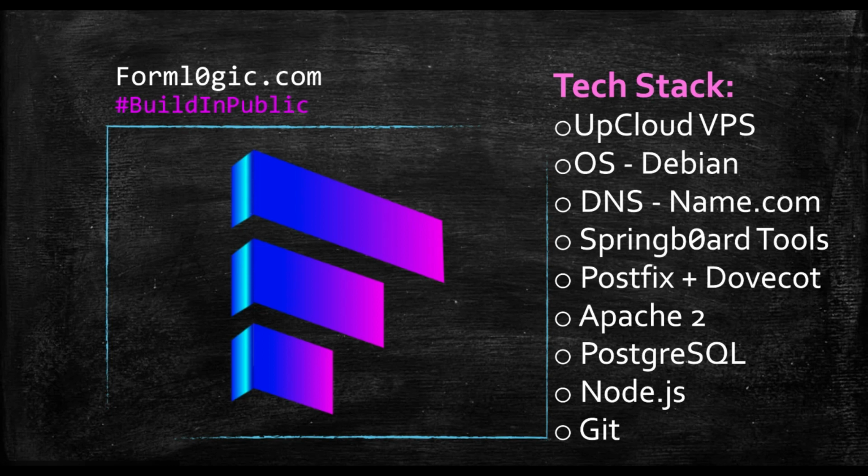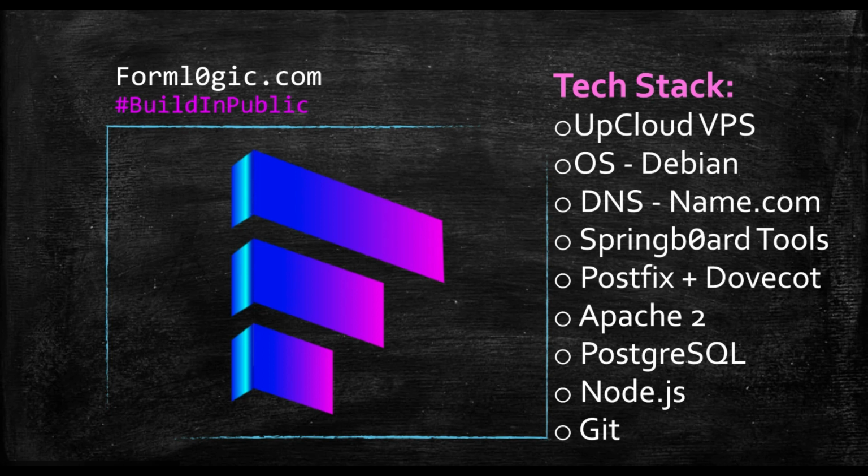It seemed like it would be cool if the Node.js application or the Express application can communicate directly with the email server on the same machine rather than having it go to external sources. This is all pretty standard stuff. UpCloud VPS, Debian operating system, name.com is my DNS provider. Springboard is the installer for Postfix and Dovecot, and Apache.